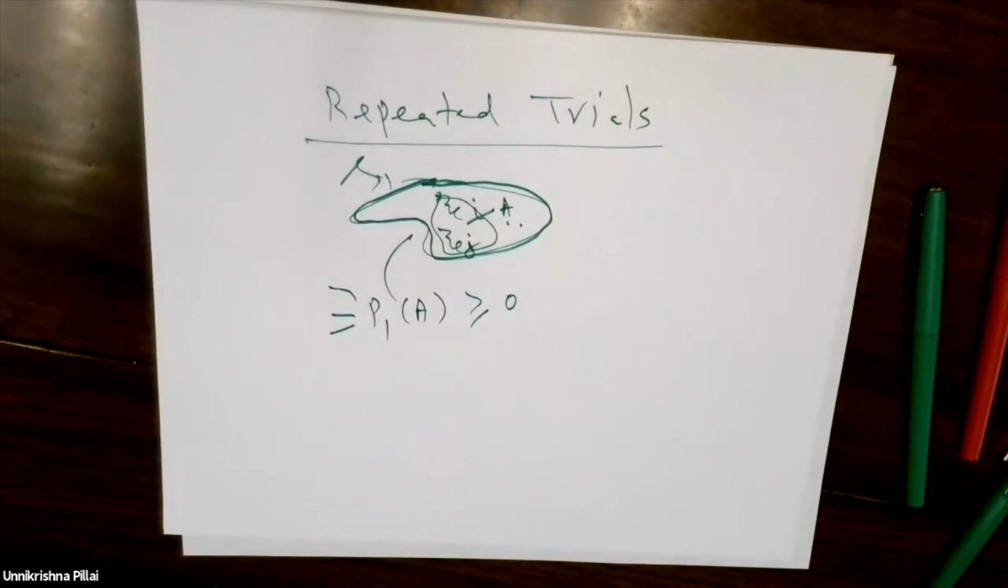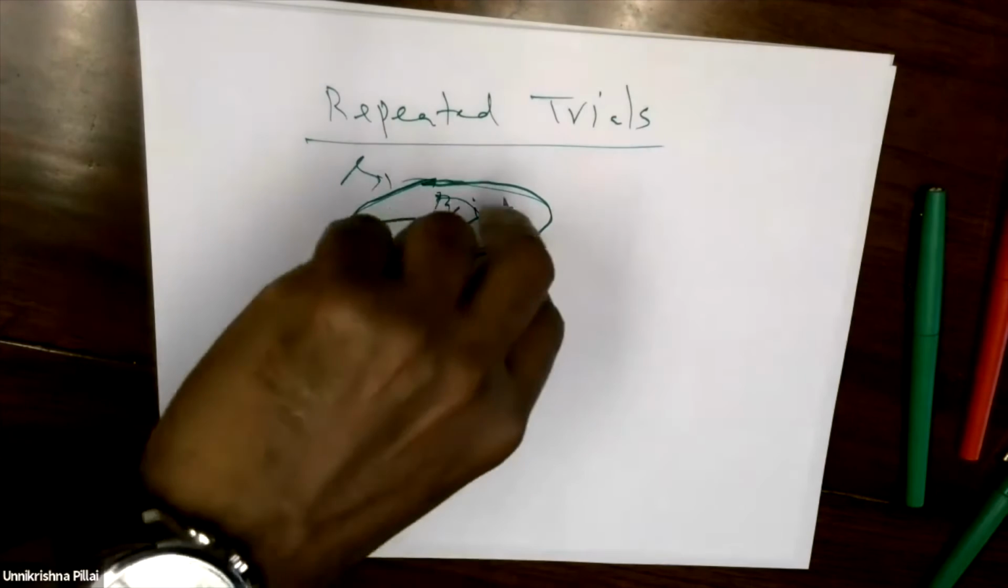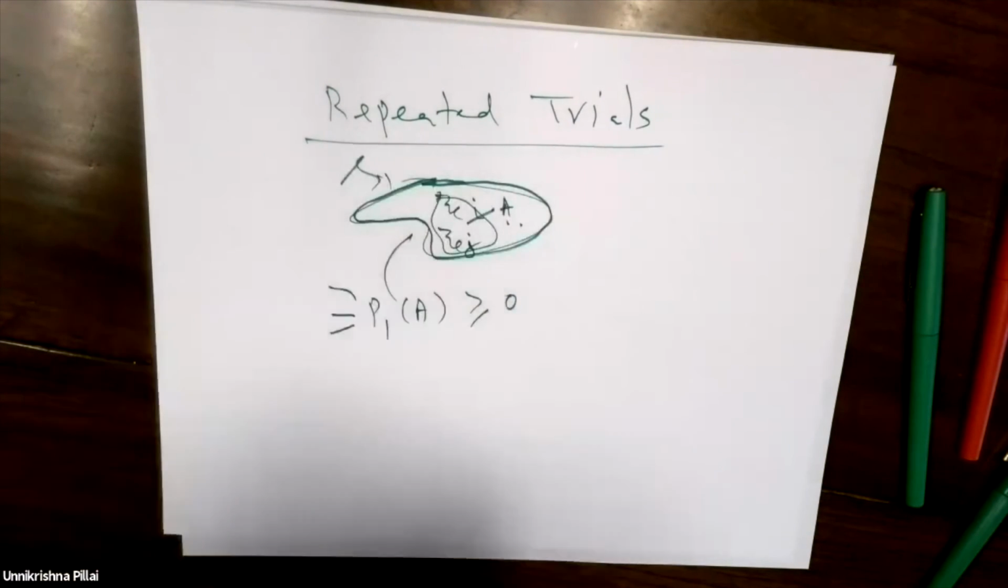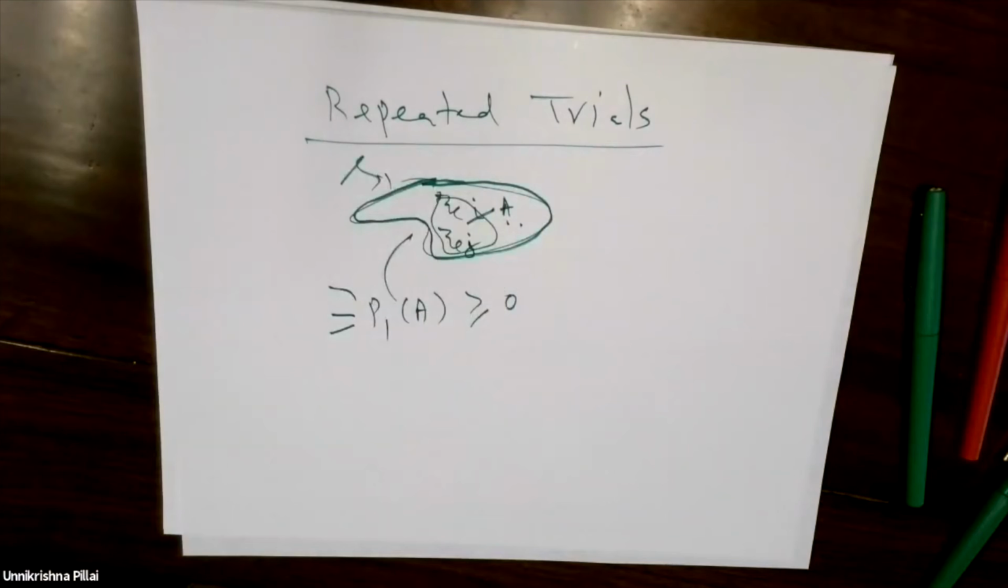Probability of the whole set is 1. Probability of any event is non-negative. But most importantly, if two events are mutually exclusive here, the probability of their union is the sum of the probabilities.